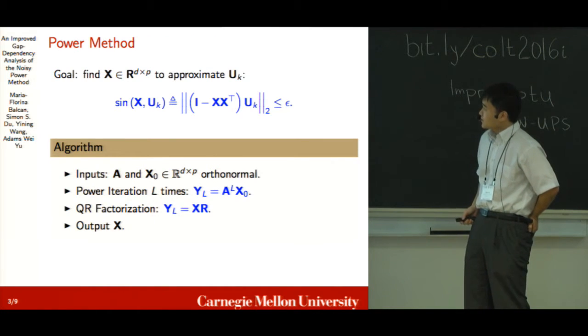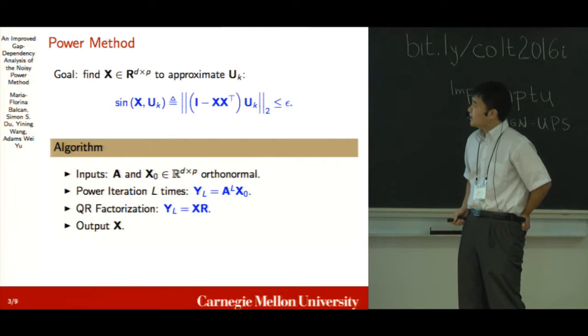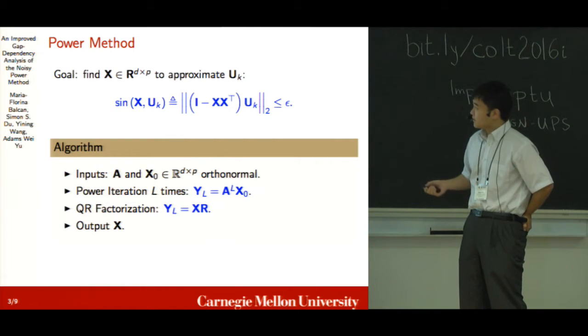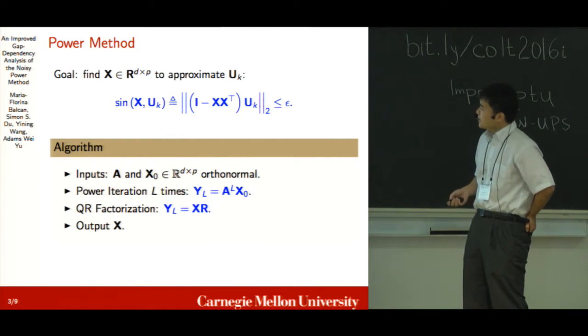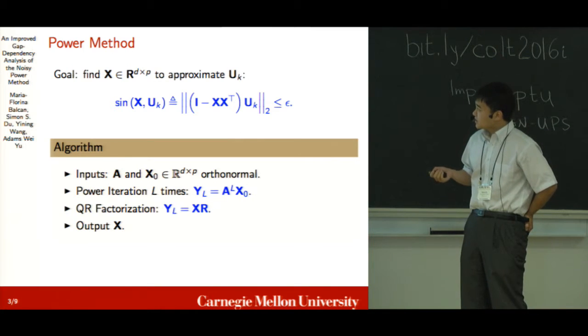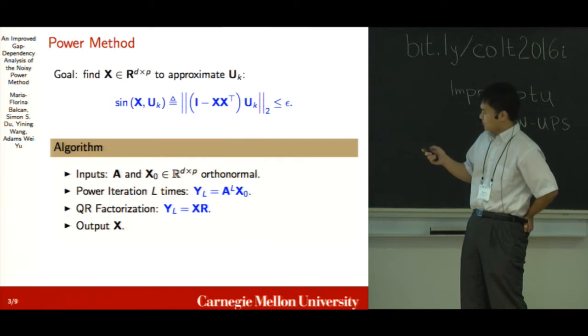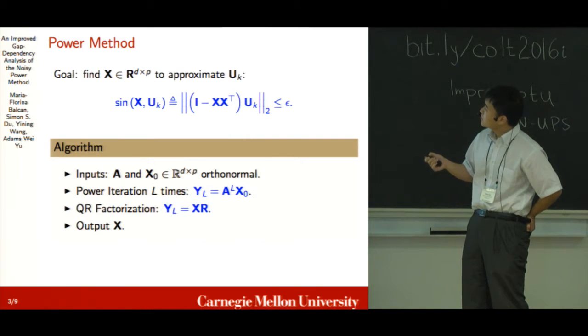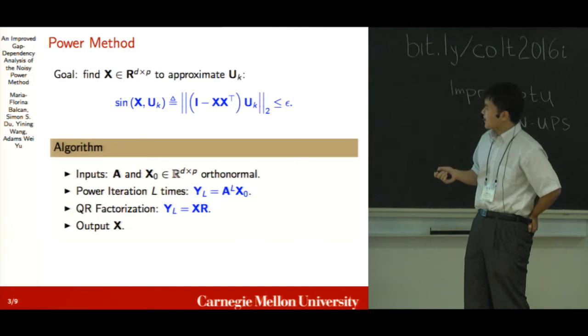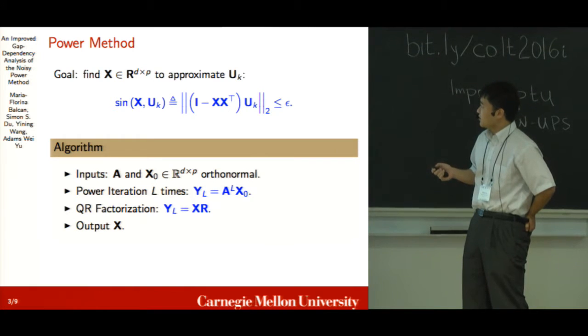We consider computing the first K eigen or singular vectors. Our output is not just a dimension K matrix, it's a dimension P matrix here, so we have some redundancy. Our measure is the angle between these two linear spaces, and our goal is to minimize that.